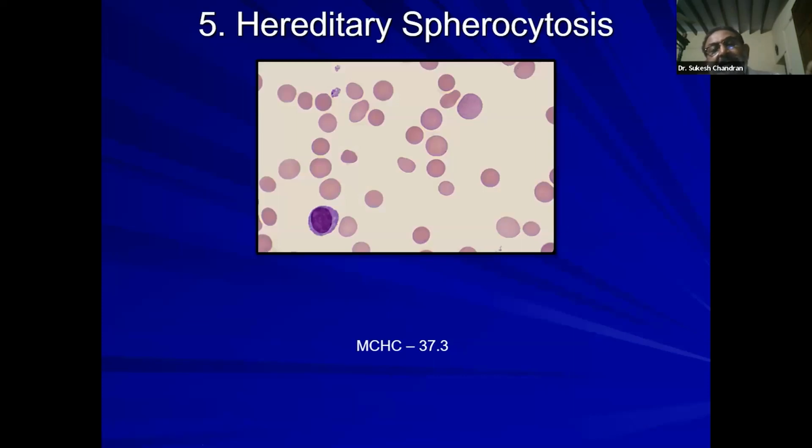And if you get an MCHC of more than 36, which is a calculated parameter, even if it's calculated, it will give you 2 important diagnoses. One is hereditary spherocytosis, and the other one is sickle cell anemia.